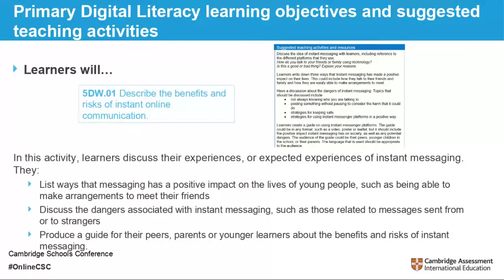In this next activity from stage 5, learners are given context to help them understand the risks and benefits that are associated with instant messaging. Learners may already be using instant messaging within school and to converse with their friends, but as they get older, we want to support and encourage them to pause and to take responsibility for the messages that they post and for who they post those messages to.